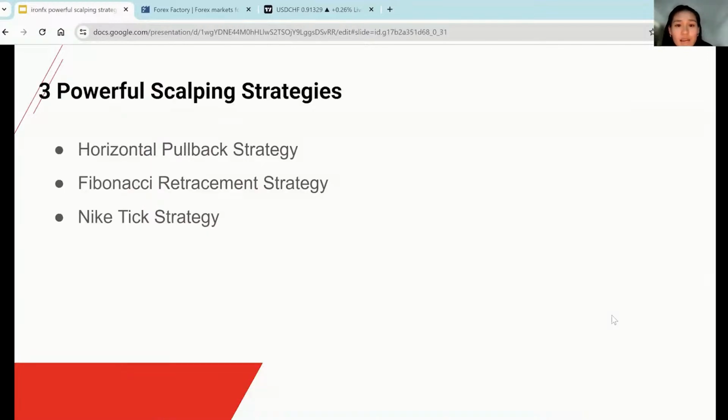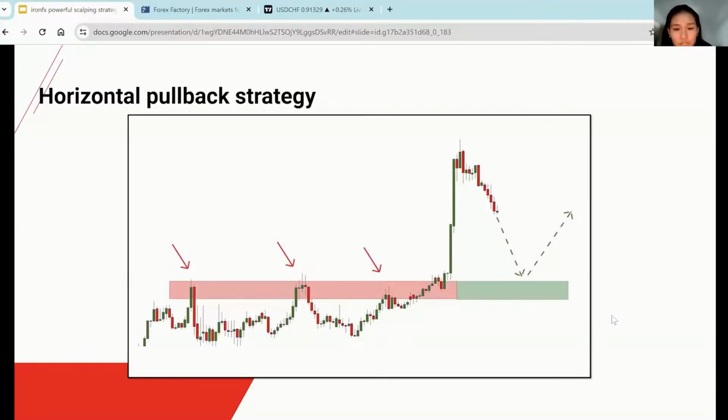Okay, now let's dive into the three powerful scalping strategies. Firstly, we're going to start off with our horizontal pullback strategy. So in this example, you can see prices, we have three swing highs that are reversing off of that same level. Once price breaks out of that level, it now becomes a support level. And then we call it a pullback because we're expecting prices to retrace or pull back to that same level, like you see in the arrows.